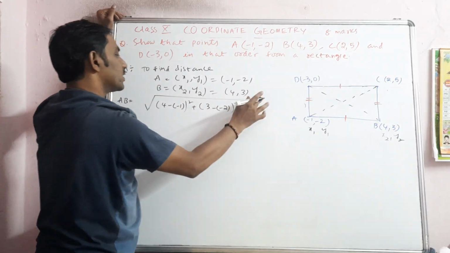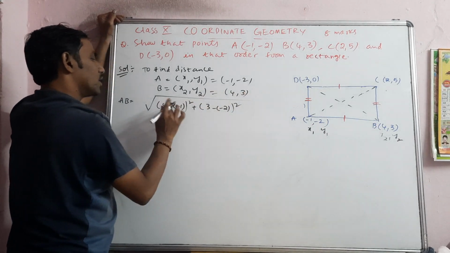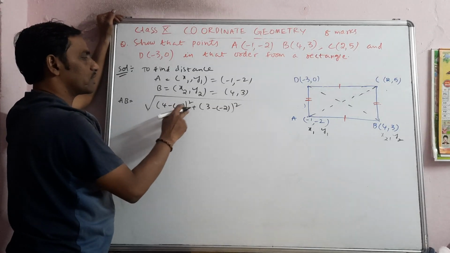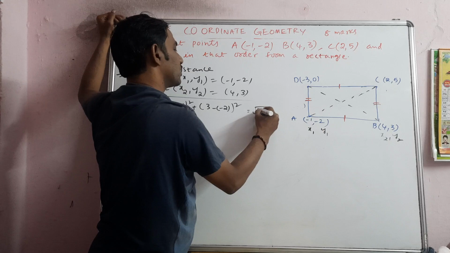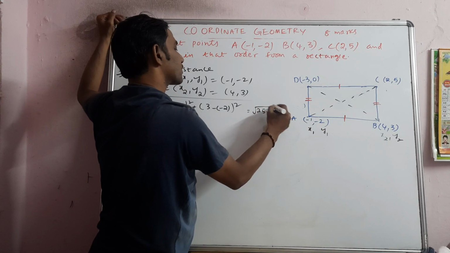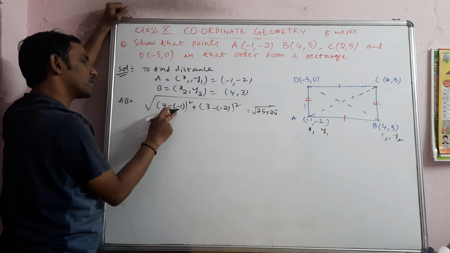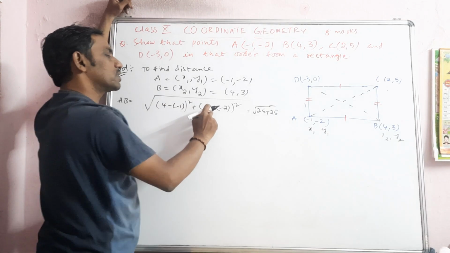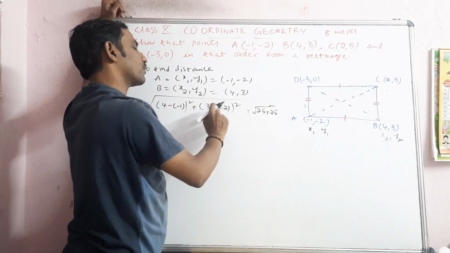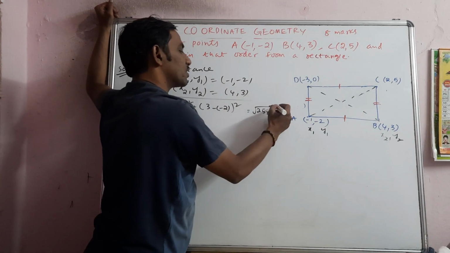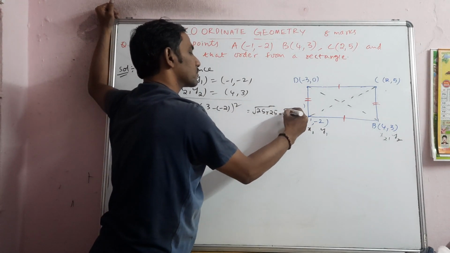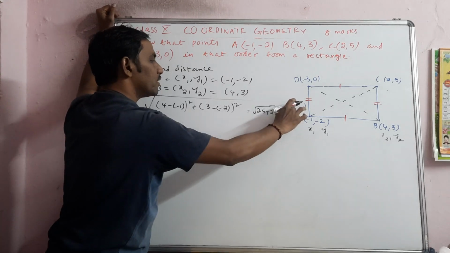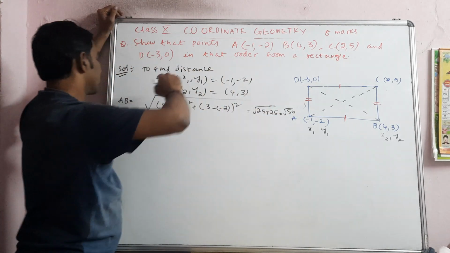Done. So what are you getting? 4 plus 1 is 5, so you will get root of 25 plus 25. Why? Because 4 minus of minus 1 is plus 1, 4 plus 1 is 5, and 5 whole square is 25. This also: 3 minus of minus 2 is plus 2, so 5 square is 25. So you will get root 50. Done.